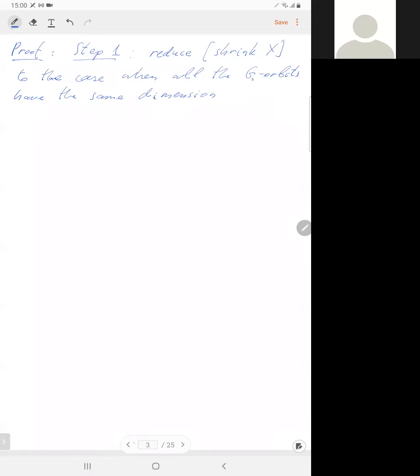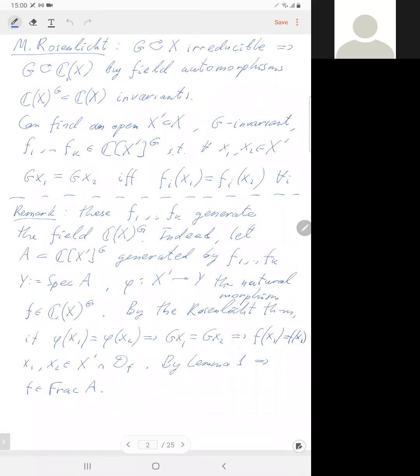So here is the theorem of Rosenlicht, and as you see, it is a statement about rational functions on X. So we can replace X by an arbitrary open subset of X. Then the claim of the theorem will not change. So we are allowed to throw away as many closed subsets as we want. And by shrinking, I mean passing to a smaller open subset.